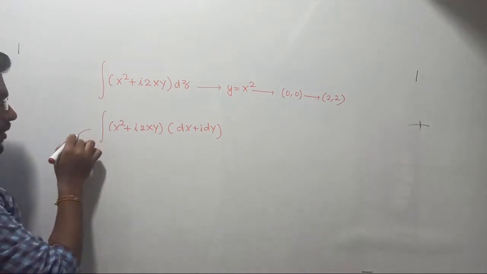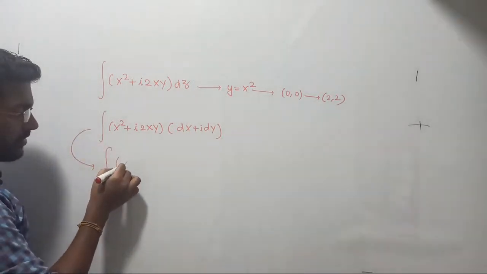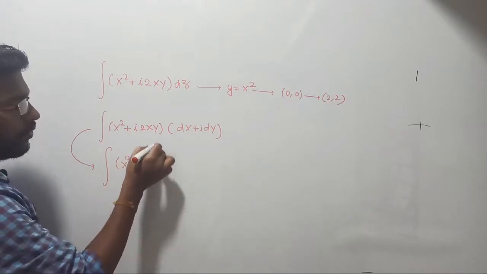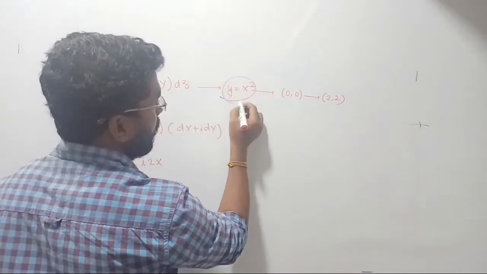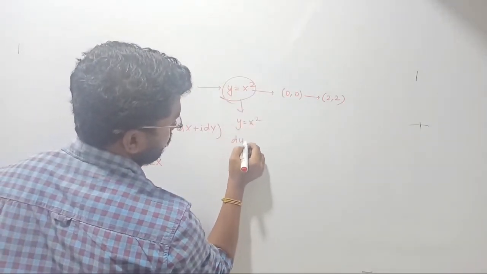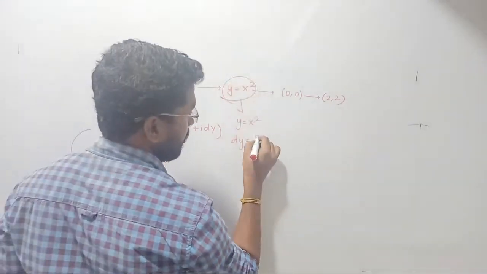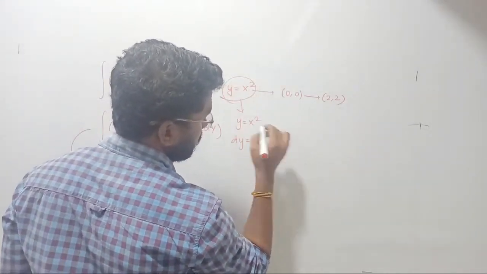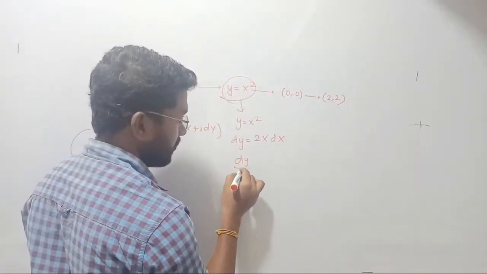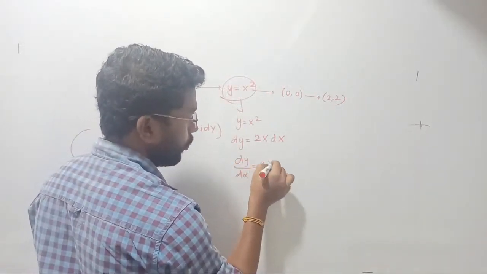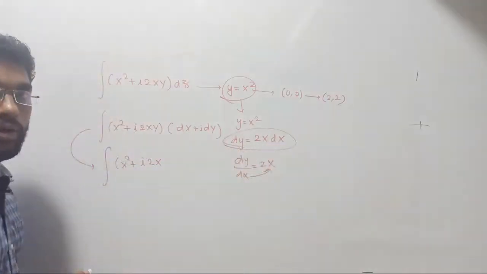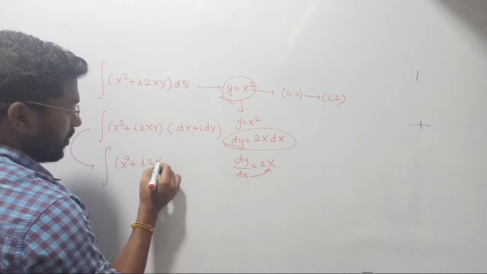Clear? Fine. So if we write in terms of x, let us consider x square plus I into 2 into x. What did you substitute for y? According to the given, y can be replaced by x square. What about dy? If you do differentiation, it will become 2x into dx. Do you all agree with me? I am just differentiating this function with respect to x, so dy by dx equals 2x. If you pass dx to the other side, dy is equal to 2x into dx.